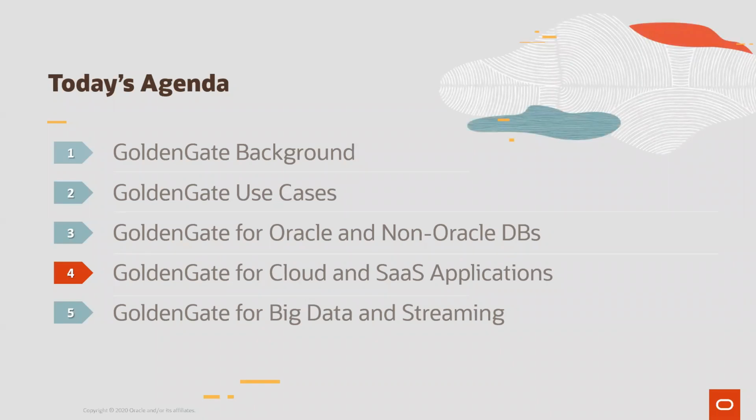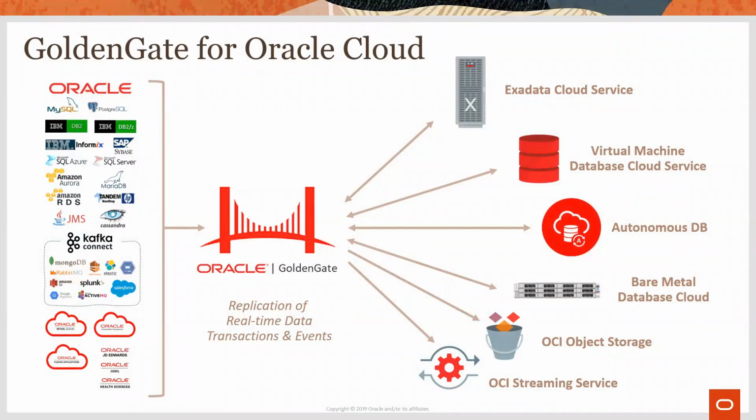So let's take a look now at GoldenGate for cloud and SaaS applications. GoldenGate is, of course, a multi-cloud capable piece of software. So you can actually run GoldenGate on Oracle Cloud. You can run it on Amazon Cloud. You can run it on Azure Cloud or Google Cloud. You can connect to any of your on-prem data stores using VPN connectivity, for example. In Oracle Cloud Infrastructure, we have something called FastConnect. And then GoldenGate is also certified, of course, with all of the mainstream Oracle cloud services that do data processing.